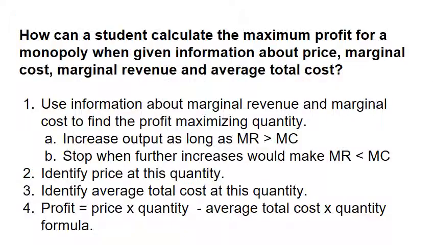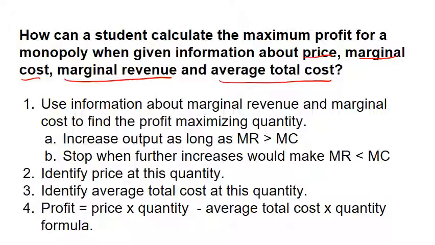Well, this gives us a way to calculate the maximum profit for a monopoly. We need information about price, marginal cost, marginal revenue, and average total cost. We follow a four-step process. We want to use information about marginal revenue and marginal cost to find the profit maximizing quantity.